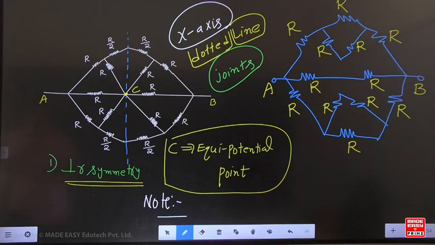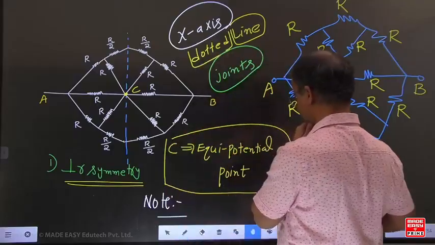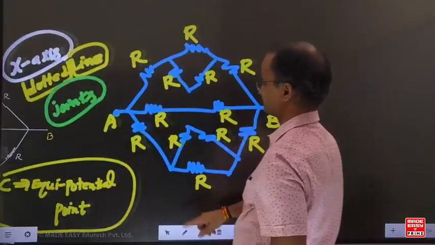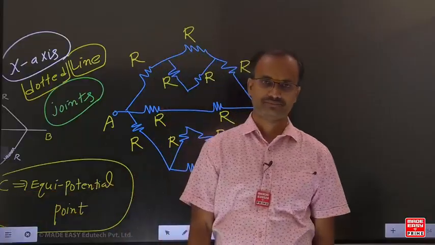Next point. Equipotential point is disconnected along the dotted line.